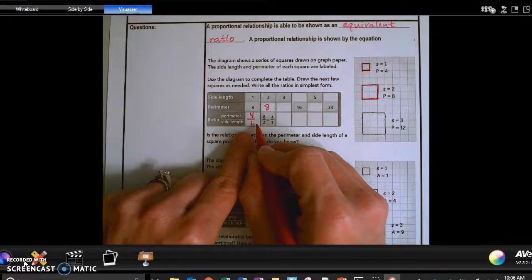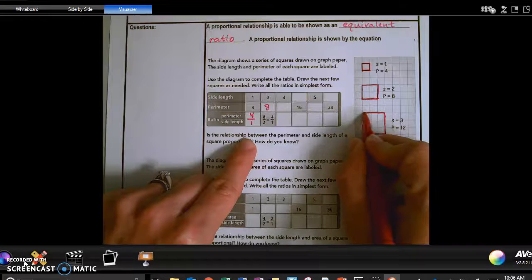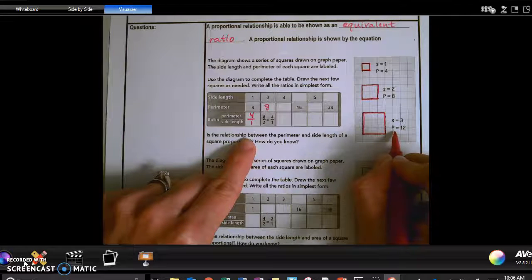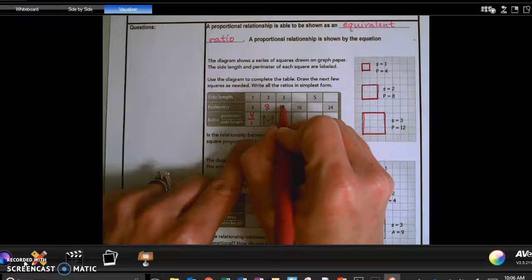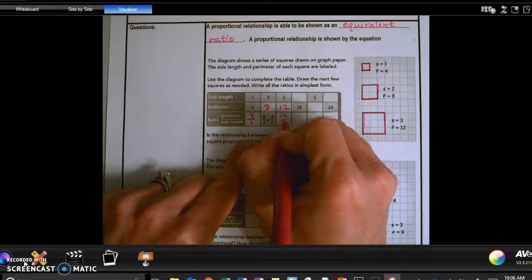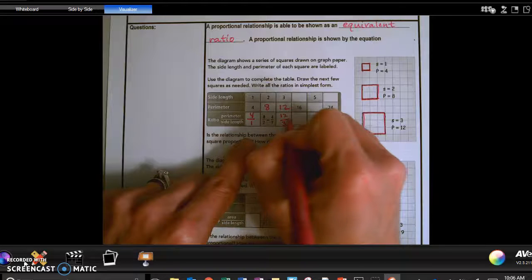So let's check out a square with a side length of 3. 3, 6, 9, 12. I get a perimeter of 12 because I have 4 sides that are each 3 units. 3 times 4 is 12. So when my side length is 3, my perimeter is 12. And my ratio of perimeter to side length is 12 to 3, which reduces to 4 over 1.